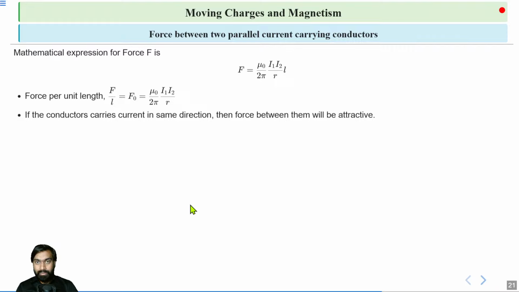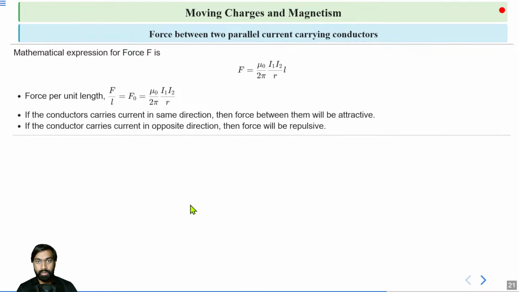If the currents I1 and I2 flow in the same direction, we can say the force between conductors is attractive. It means what? It means they pull toward each other. And if the currents flow in opposite directions, the force is repulsive. It means what? It means conductors push away from each other. Okay.